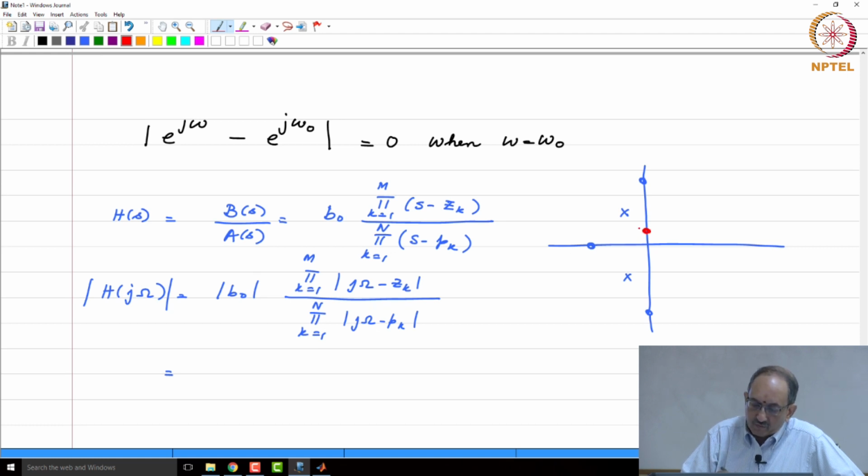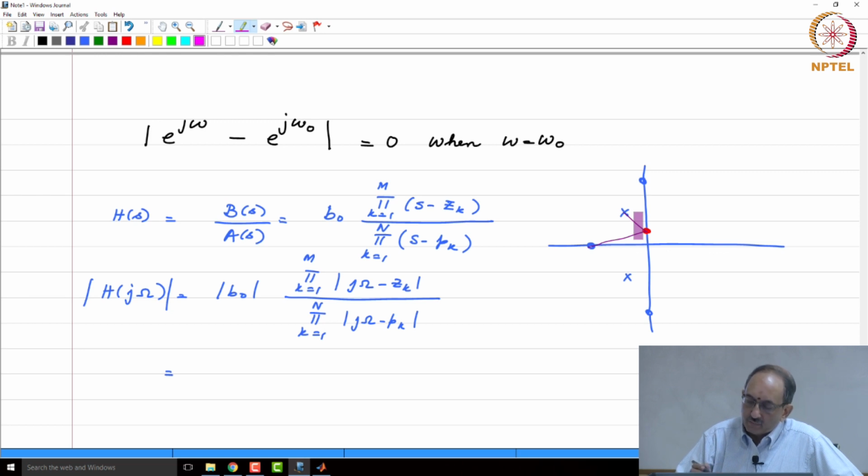find out the distances to all the zeros, take the product, you will get one number. Similarly, for the same point, find the distances to all the poles, take the product, you will get one number. The ratio of these two gives the magnitude frequency response, except for this gain factor. If you ignore this gain factor, the shape of the frequency response is governed by the behavior in relationship to the poles and zeros.